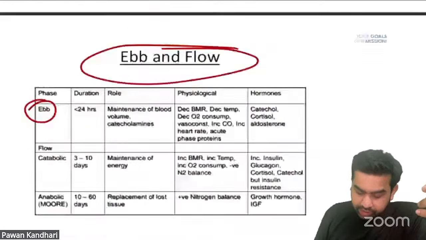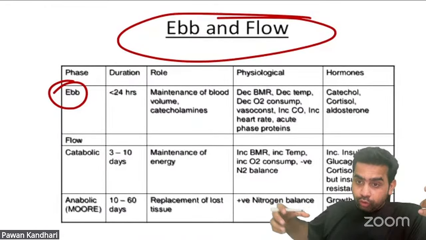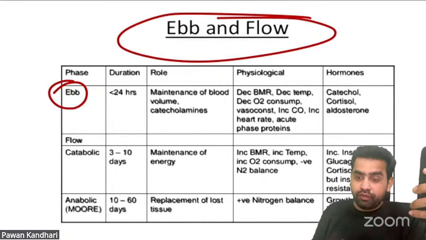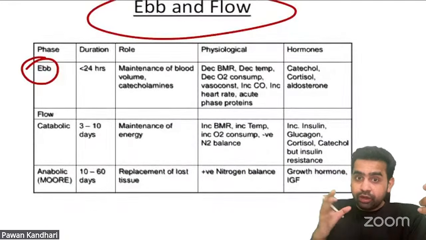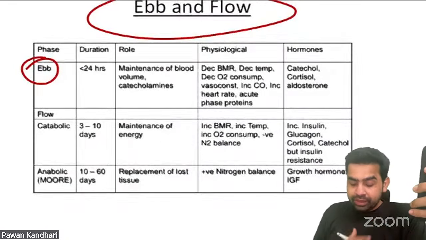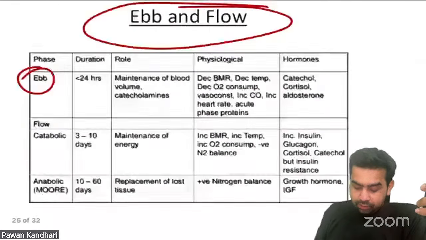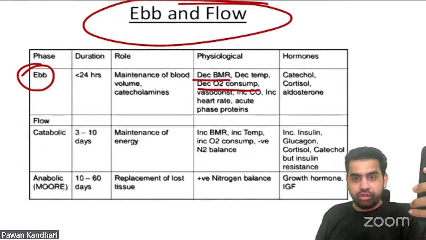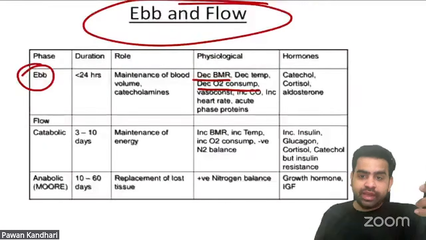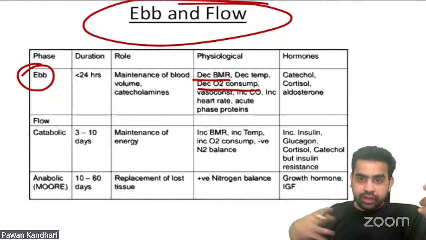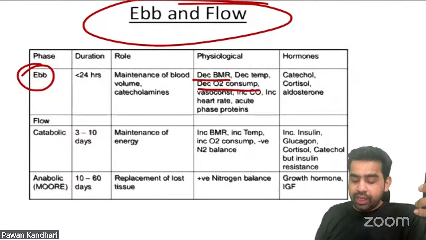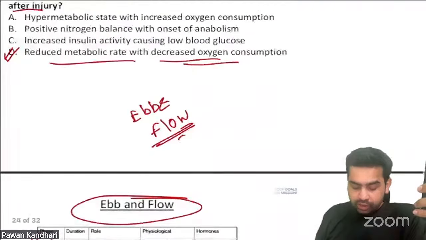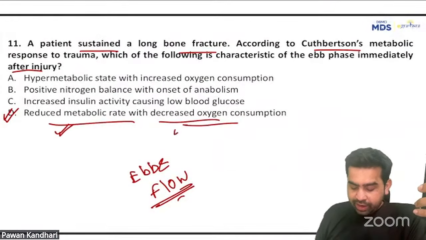As I was trying to tell you, you go into a state where you are trying to conserve everything. So you will decrease the BMR, because the trauma has already happened and all the catecholamines have already gone up. You will decrease BMR and decrease the O2 consumption. That is what is going to happen immediately after the injury. I hope you are able to understand this point.